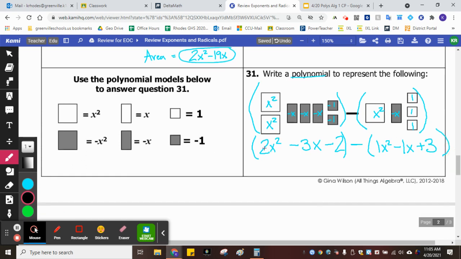Remember, with subtracting polynomials, where you start with your Delta Math assignment today, you have to distribute this negative to the second parentheses. Distribute that negative to all 3 terms. And then just add like terms. I didn't change anything in my first parentheses, just the second one. Negative 1 times 1 is negative 1x squared. Negative 1 times negative 1 is a positive 1x. Negative 1 times 3 is a negative 3.